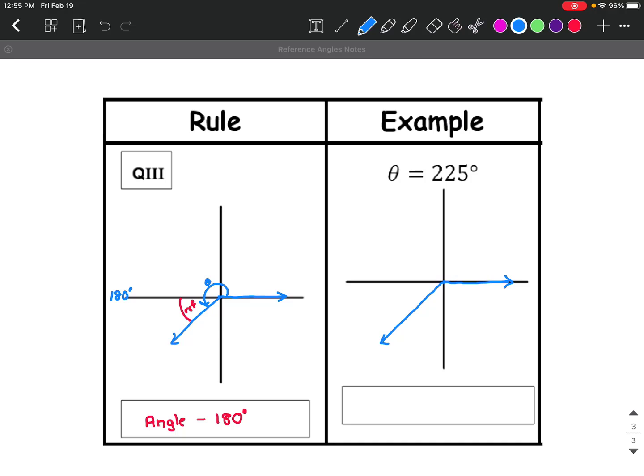For instance, sometimes it's easier with numbers. If we have an angle of 225 degrees, and we know the x-axis is 180 degrees, how far back do we have to go to get to the x-axis? Well, we take our angle 225 degrees minus 180 degrees, tells us we are 45 degrees past the x-axis, and that's our reference angle.